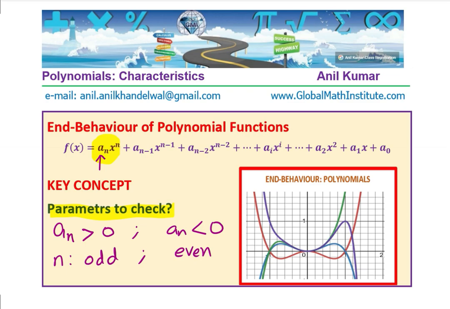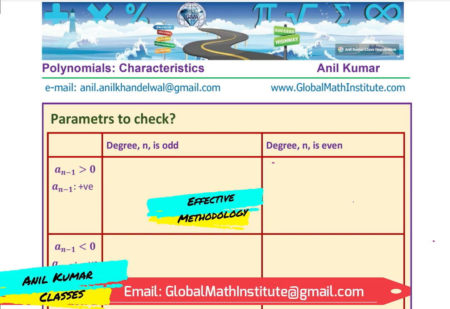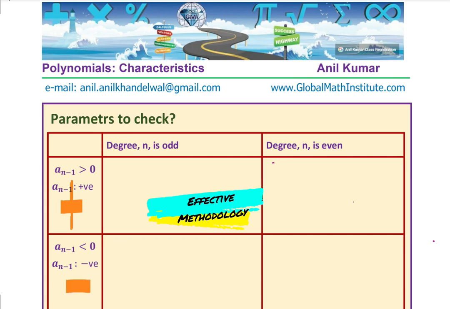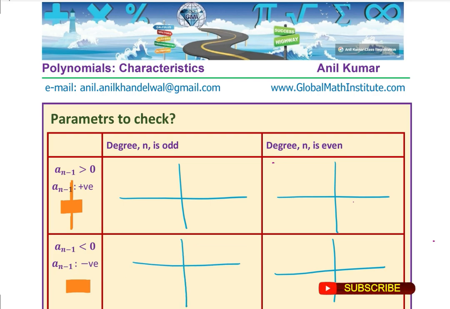So now, when the parameters are clear and you understand what end behavior is, let us see how they are related. On this screen, we have made a matrix in which the rows indicate when an, the leading coefficient, is positive or when it is negative. So this is for an being positive and this is for an being negative. Is that clear to you? So we'll see how the behavior of the function is at the ends, that is to say, when x is approaching positive infinity or negative infinity. Correct. And in the columns, we have taken the degree.